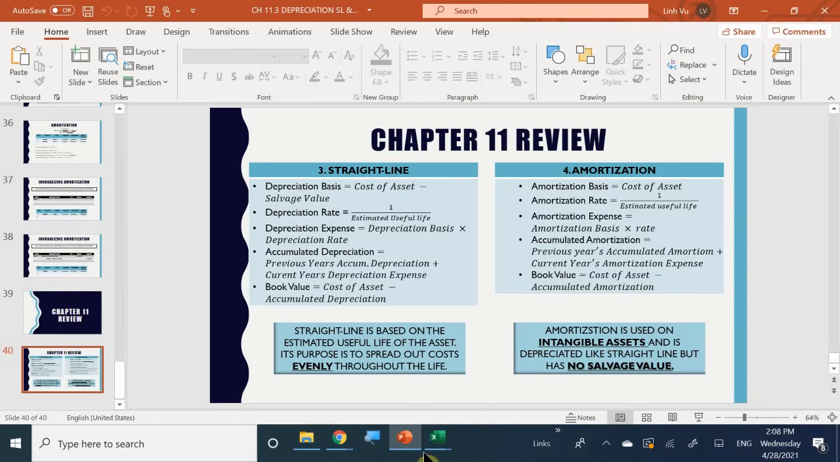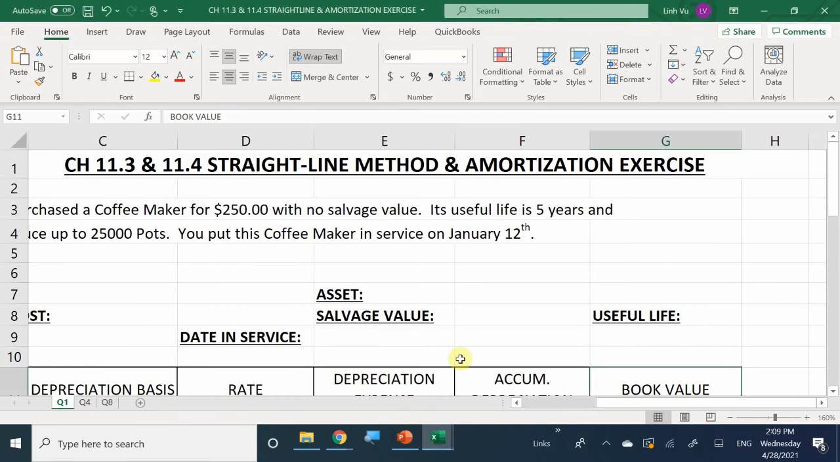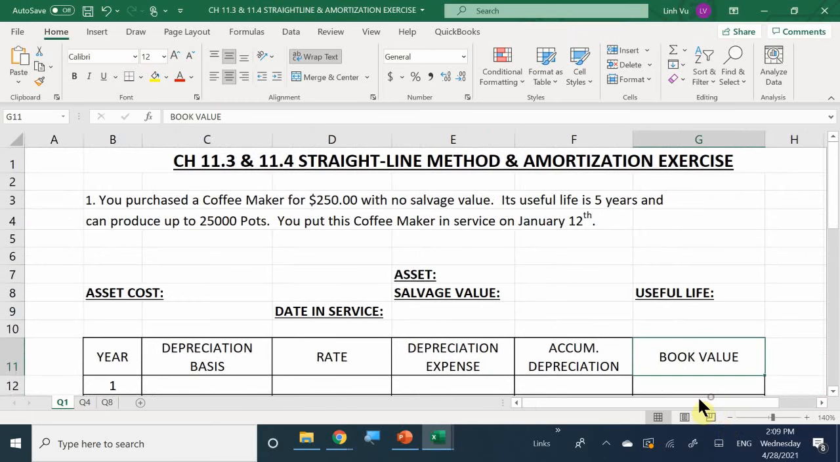Okay. I don't think so. All right. Like I said, it's the easiest one, and if you know how to use Excel, you could be done in 5 minutes. So let's go ahead and dive right into the chapter 11.3 and 11.4 exercises. Okay. So question number 1. All right. So here, I made this a little too big, so let me zoom out.